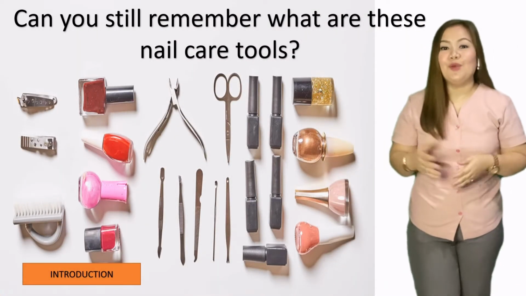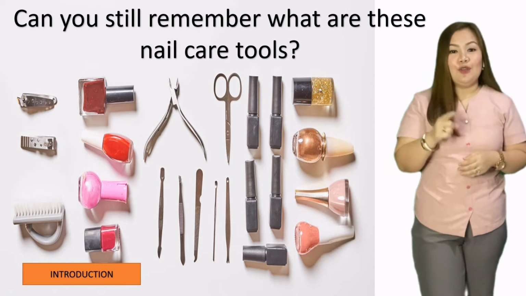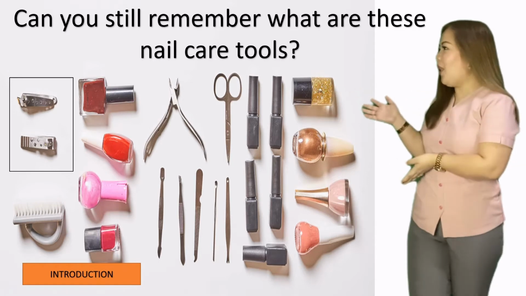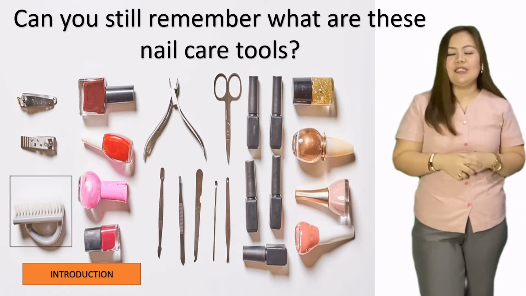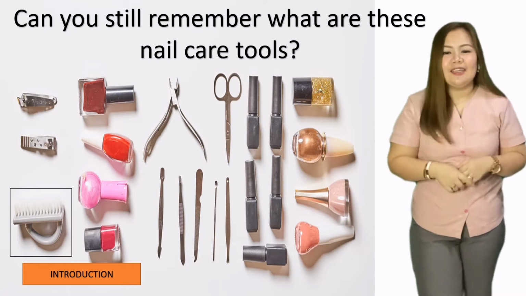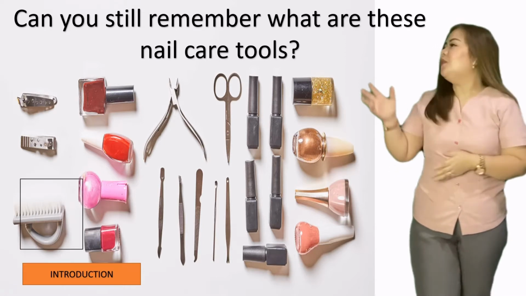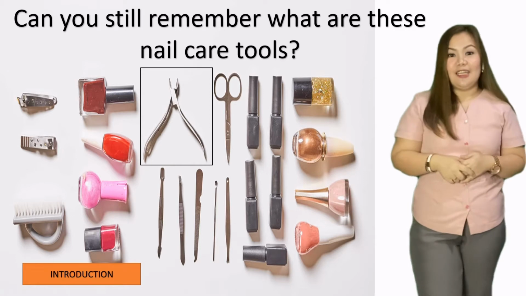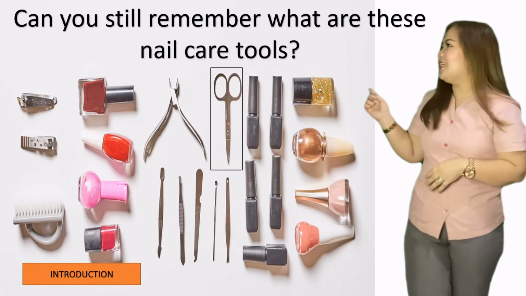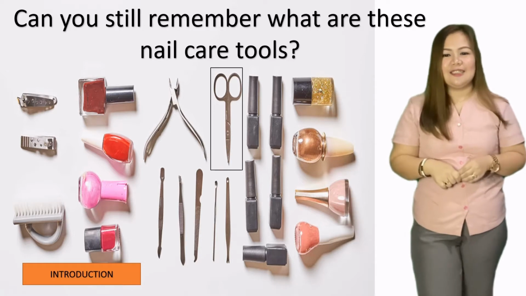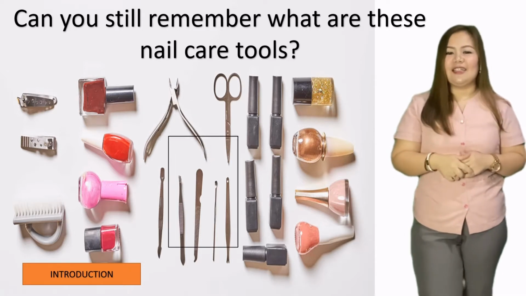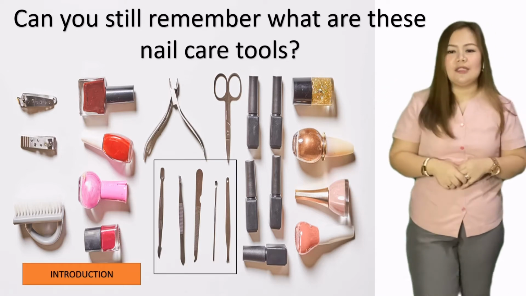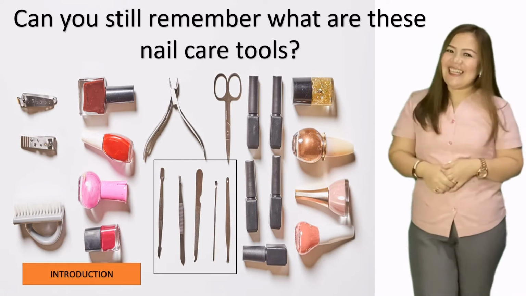Can you still remember what are these nail care tools? Do you know what is this? Yes, that's a nail cutter. How about this one? It is used to clean excess cuticles from cutting. Correct. That's a nail brush. How about this? It is used to cut cuticles. Very good. It is a nail nipper. How about this? It is also used for cutting cuticles. Yes, that's correct. It's a manicure scissor. And last, it is used to shape our nails. Correct. That's nail file.